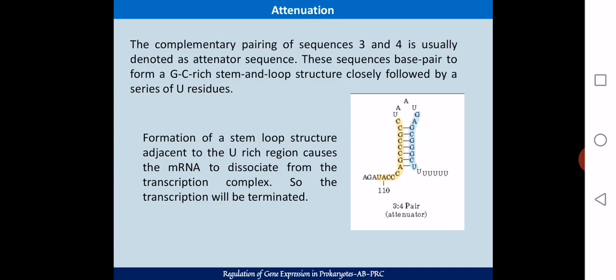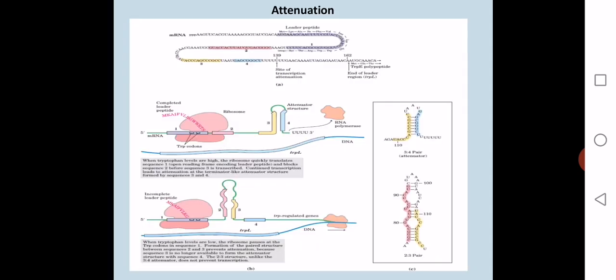The sequences base pair to form a GC rich stem loop structure, and when you closely analyze this leader region in the DNA, just after sequence 4 there is a uracil rich region in the mRNA. That means this U will be pairing with adenine in the DNA. That means there will be U-A pairing, which we know is comparatively very weak bonding. So the formation of the stem loop structure adjacent to the U rich region causes the mRNA to dissociate from the transcription complex. So there will be a termination process.